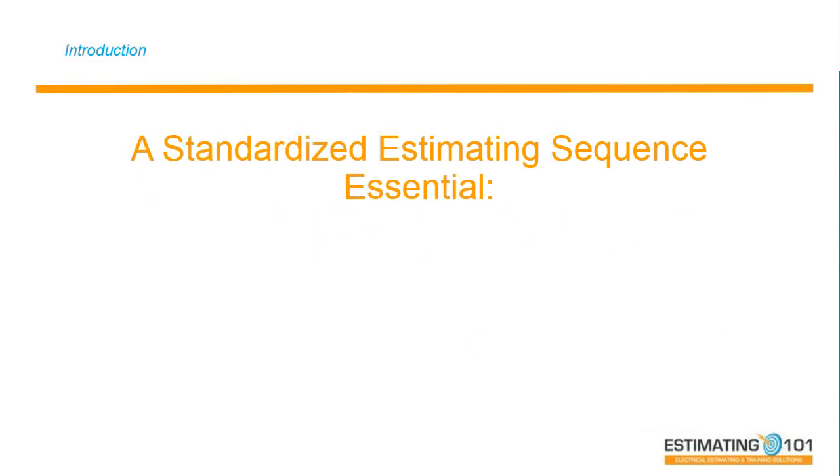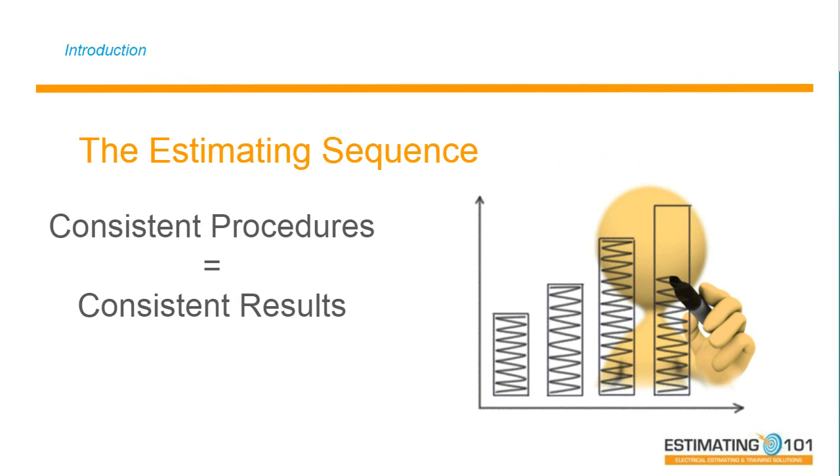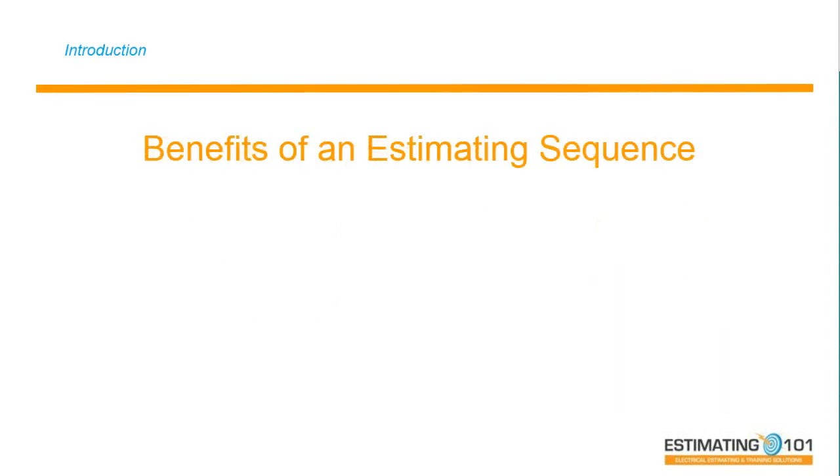So a standardized estimating sequence is essential, because unless you have a sequence, you'll bounce around and you'll hit and miss. A good sequence will increase your speed, your accuracy, and make you much more consistent. Consistent procedures equal consistent results. If you'll follow a recipe, you'll produce the same dish or barbecue every time you follow that recipe. So there are some benefits of having a great sequence that matches your company and your market.